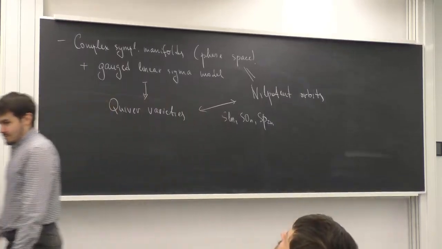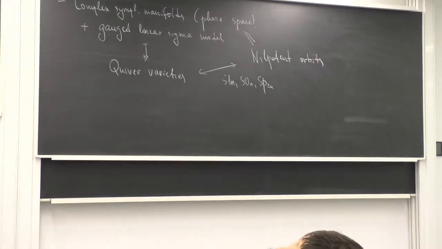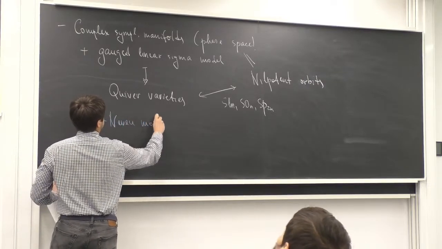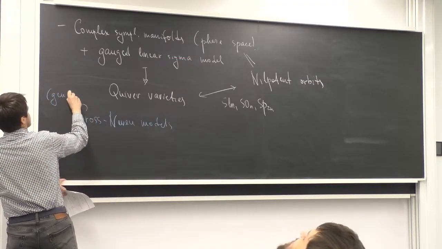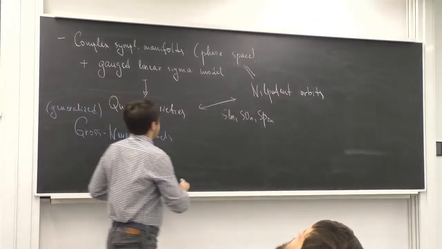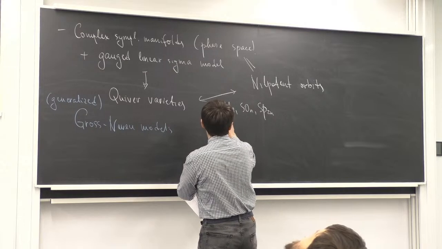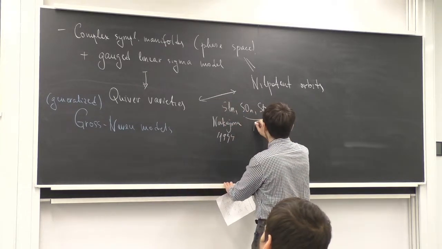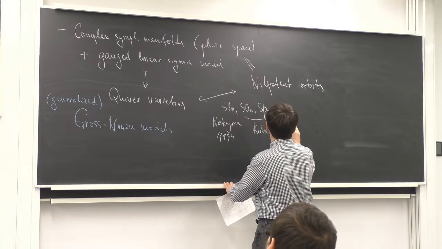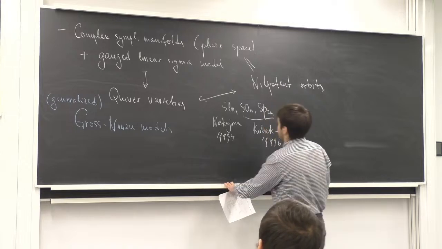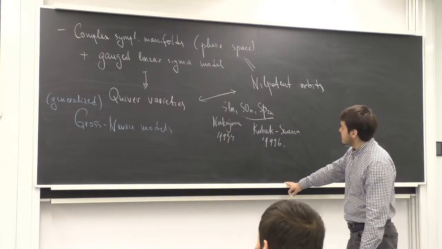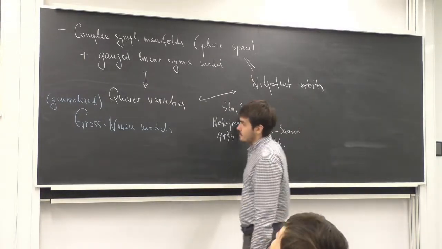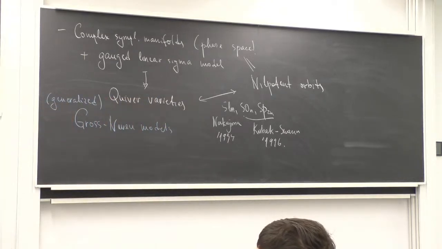And in physics language, this is what is called generalized Gross-Neveu models. For the case of SLN, this was shown by Nakajima in '94. And for these groups, it was Kraft and Procesi, '96. So this machinery can be applied, in principle, to flag manifolds of these groups. And the claim is that these models can be recast as Gross-Neveu models, generalized Gross-Neveu models.